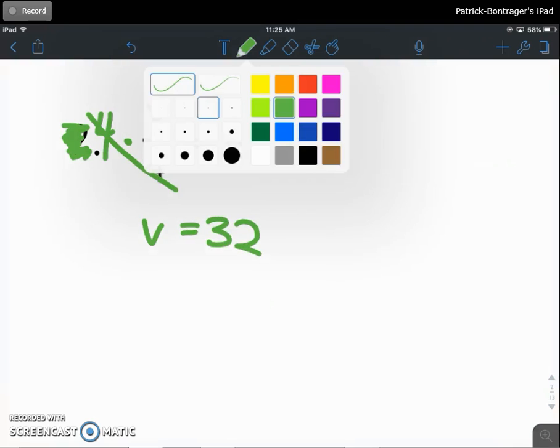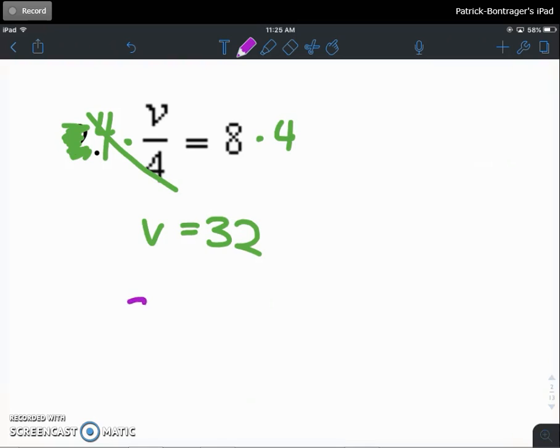Again, we can check our work. V is 32. 32 divided by 4 is, of course, 8. So that checks out.